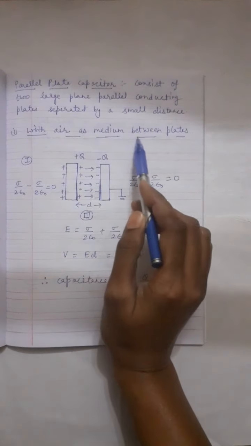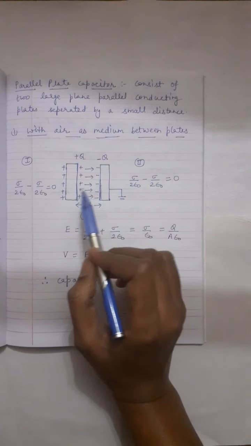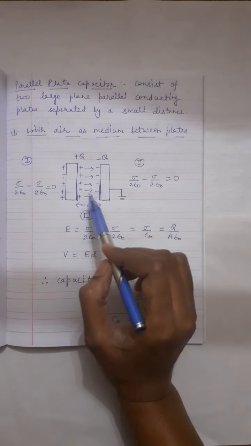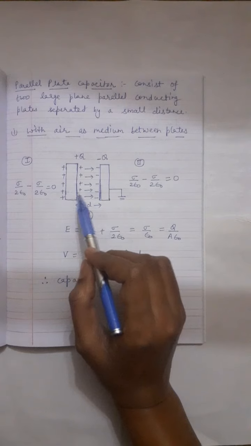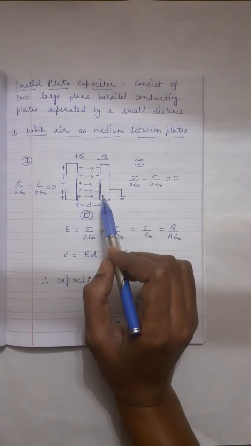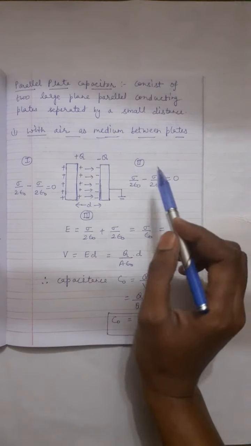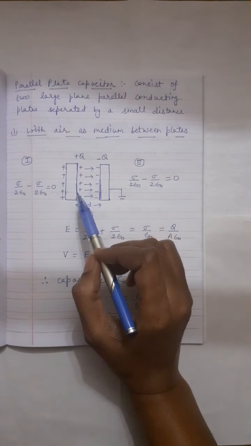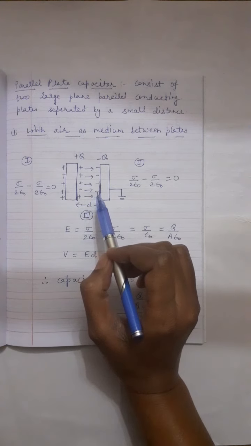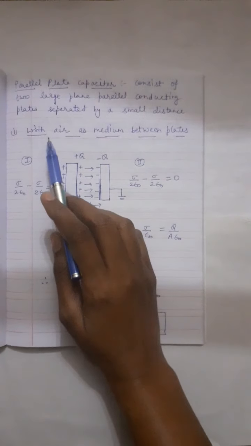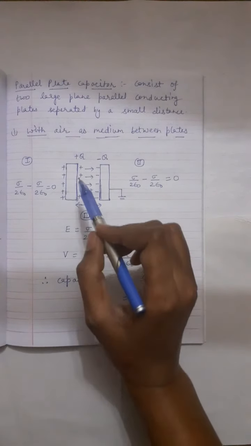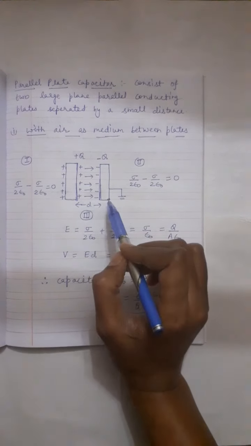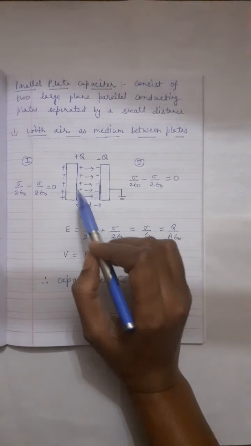with air as the medium between the plates, meaning in between the plates there is no medium, there is only air. So in this case we will calculate its capacitance, and in the second case we will take the dielectric medium and then calculate its capacitance. So first we are taking air. Let us suppose these are the two conducting plates of the parallel plate capacitor.